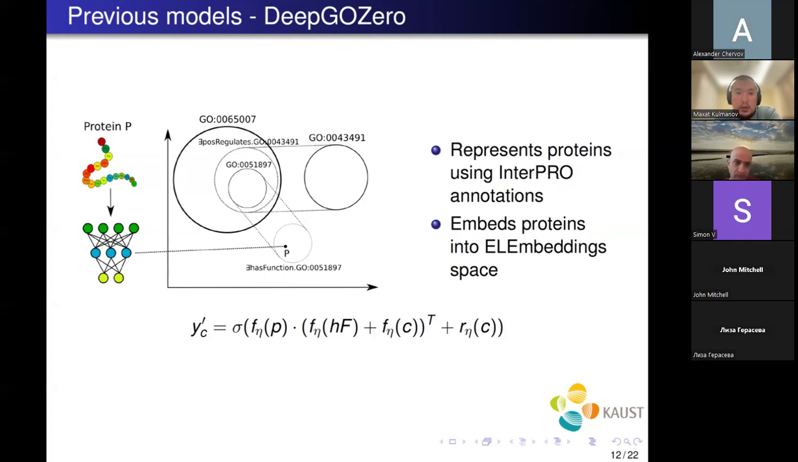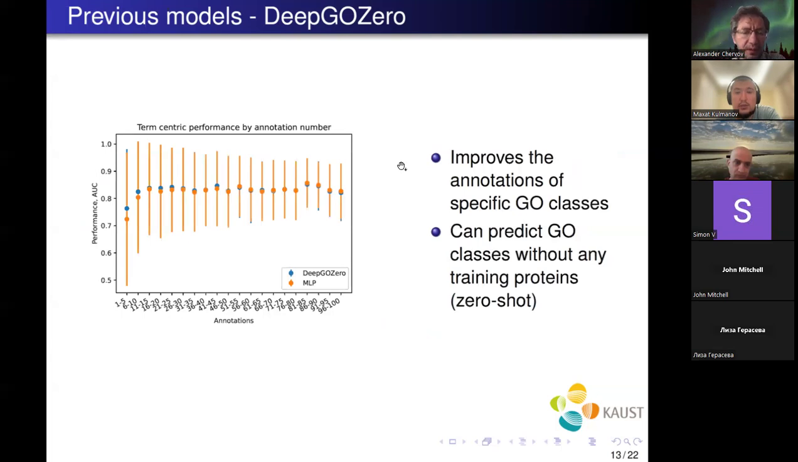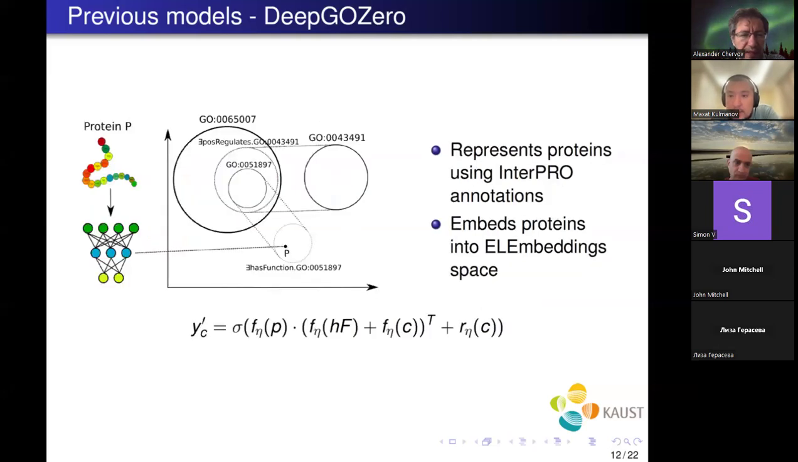So this model worked very well. About the previous slide, do I understand correctly? So you train embeddings of the protein and ontology simultaneously? Yes, together. Simultaneously, yes. So everything would go to 0 together.